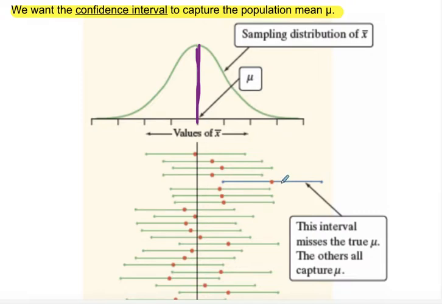So you want to do the best you can in your sampling with the whole idea that you want to be able to cast a net. Think of these lines as like a net, and you want to catch the true mean. Or if it was a proportion, you'd want to catch the true proportion.